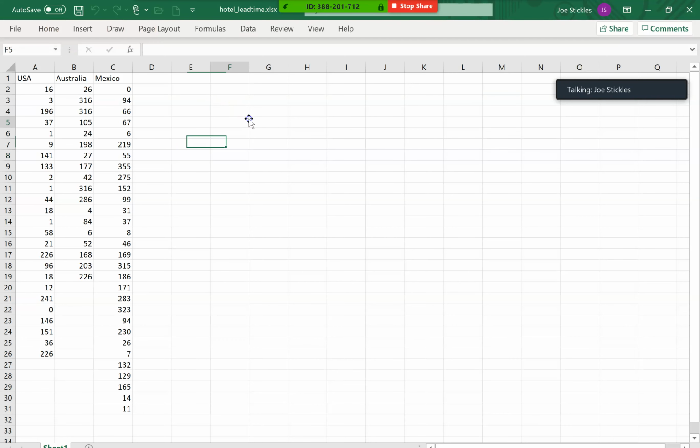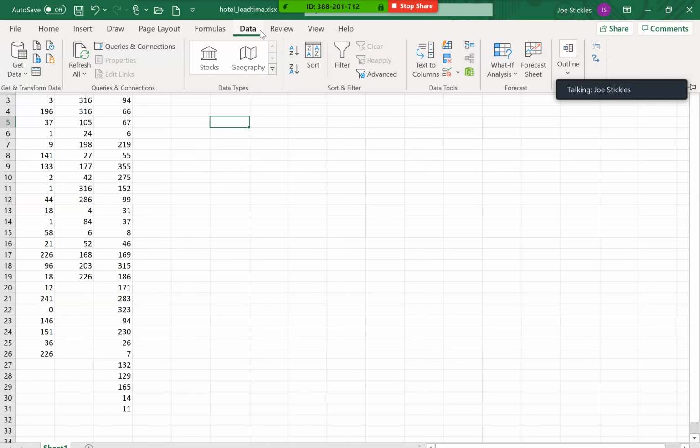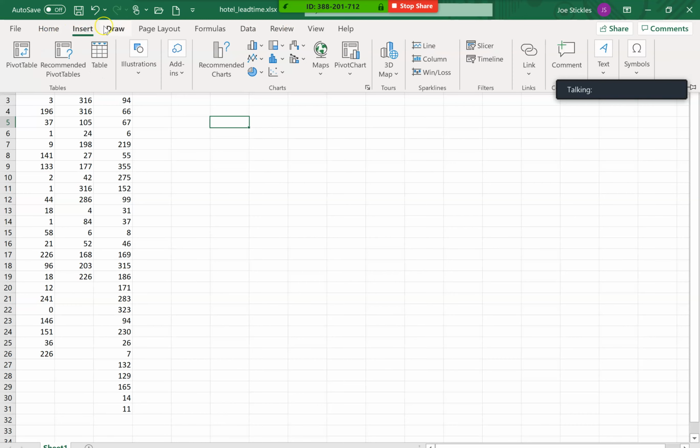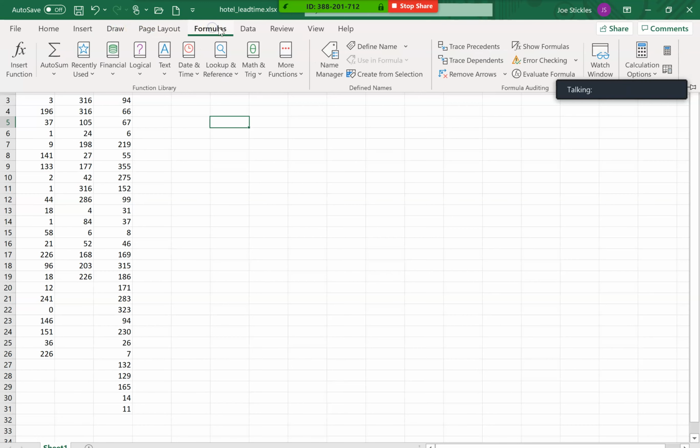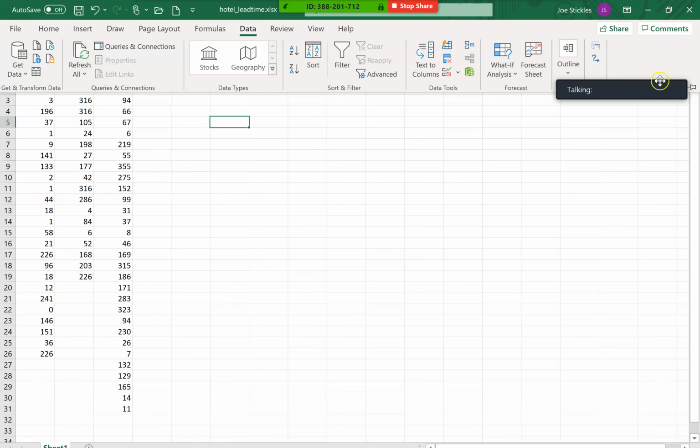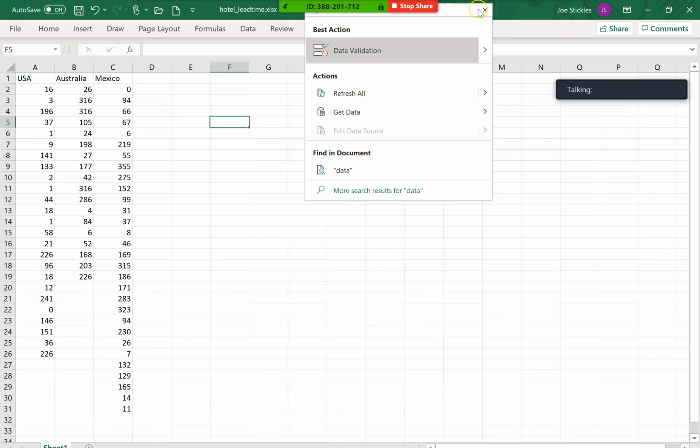Well, I was going to use the data. Oh, that's why. Where's my data analysis tool? Where did it go? Well, maybe I'll use the data analysis tool if I can find it.